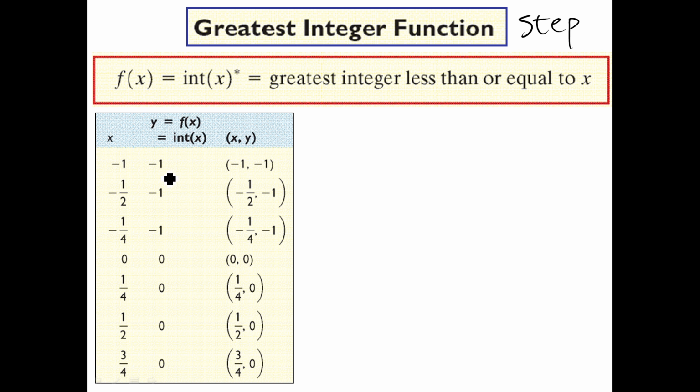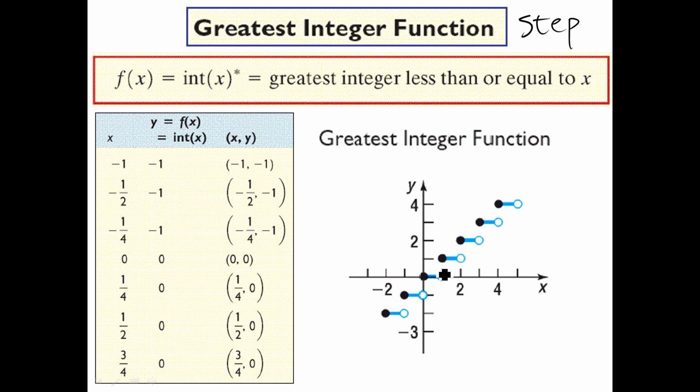So if you're negative 1, the y is negative 1. But if you're negative a half, we go back to negative 1. Negative a quarter, round down to negative 1. 0 gets to be 0, but 1 quarter, round it back down to 0. 1 half, round it back down to 0. 3 quarters, round it back down to 0. We don't have the y value change to 1 until x is 1, and so that looks like this.